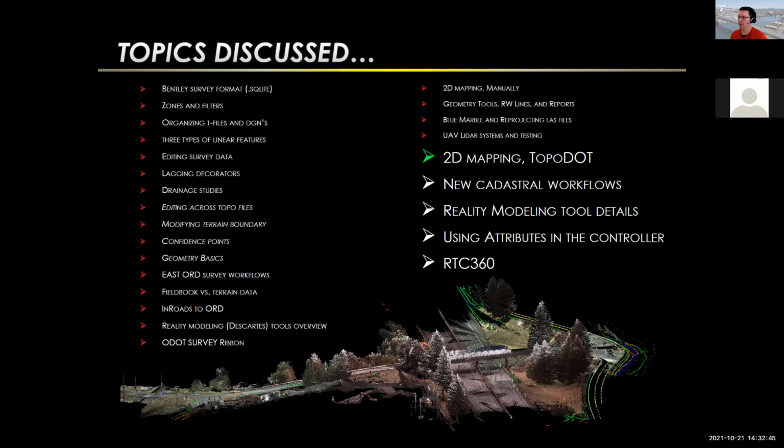I was going to get into the reality modeling tool details in a webinar that will be towards the end of November. And then in December, we're going to do a webinar on how to use the attributes in the controller in the field. And then another webinar on the new static scanner that we have, the RTC 360, which I think is going to be a valuable tool to use on intersection projects specifically, but it can be used anywhere. And that will actually take us to the end of the year.